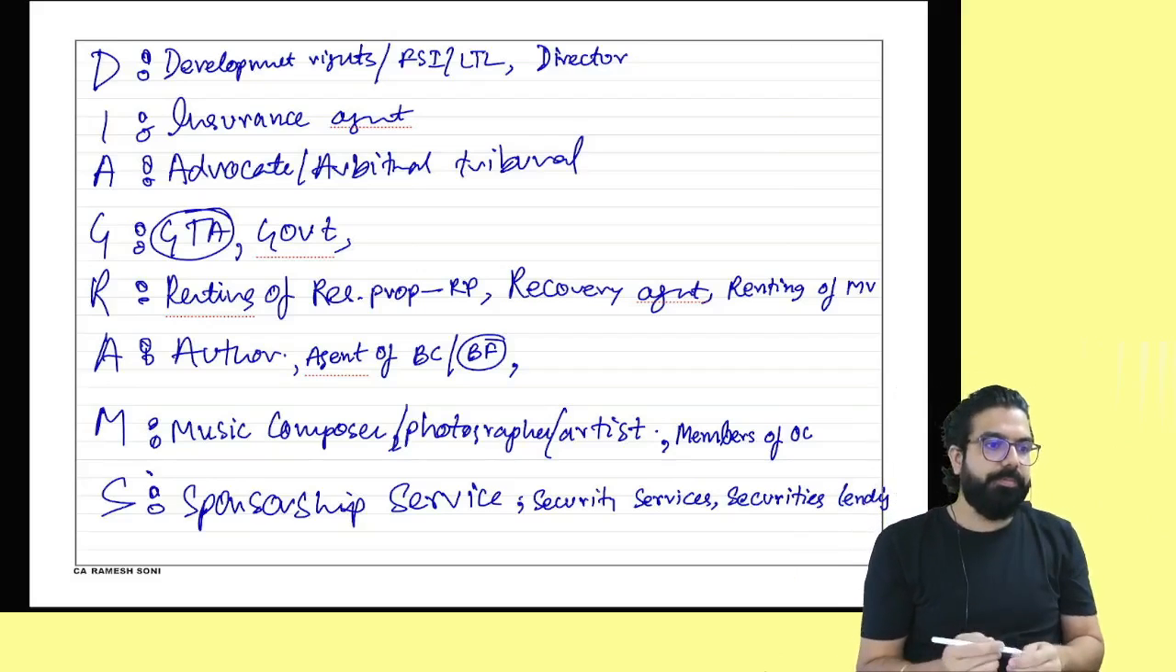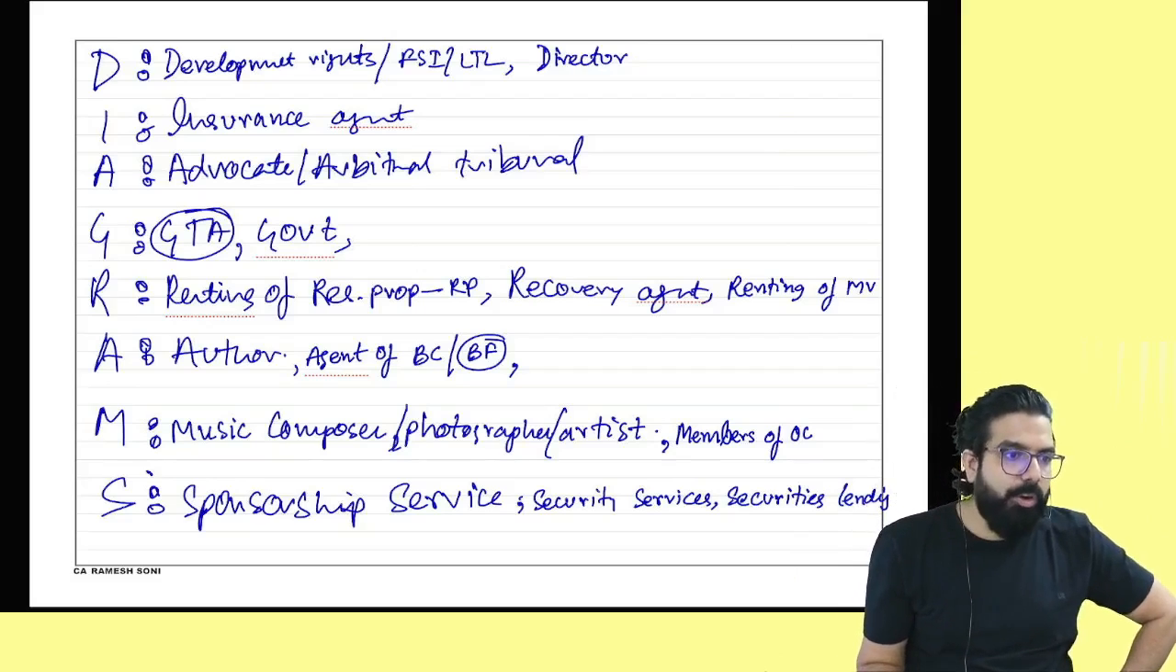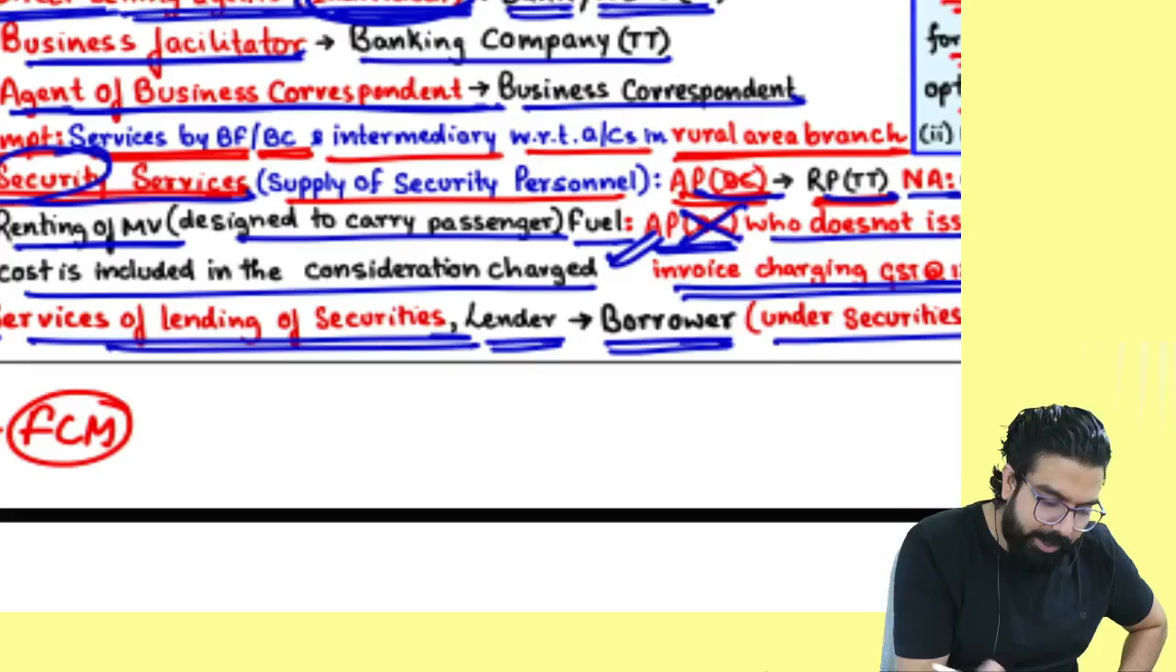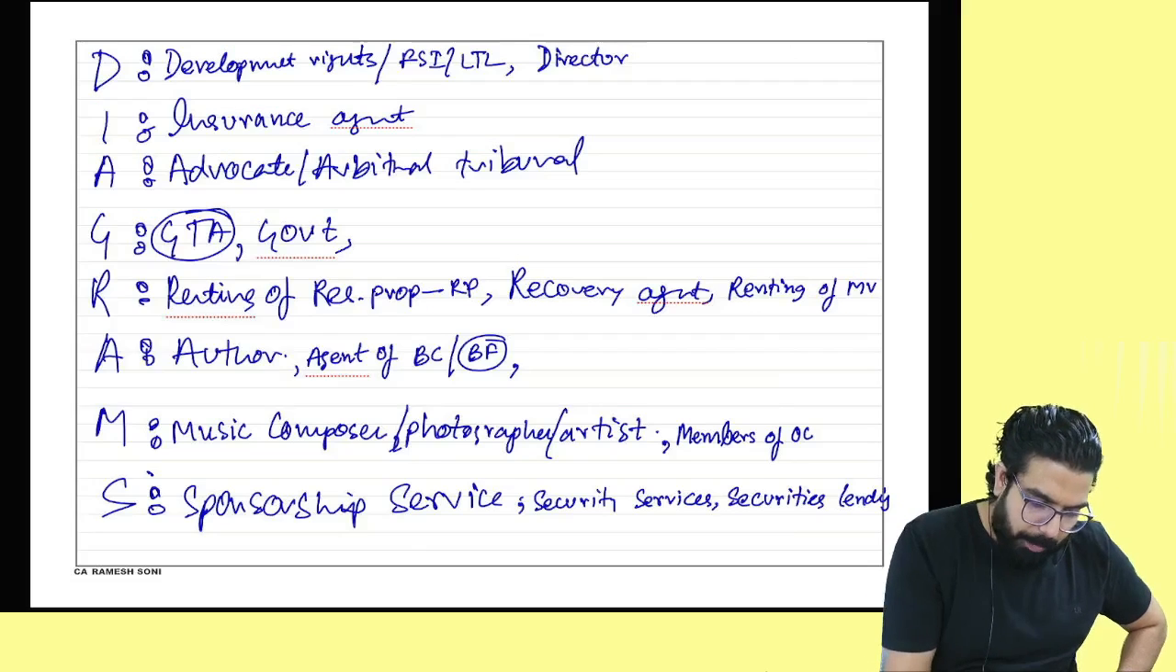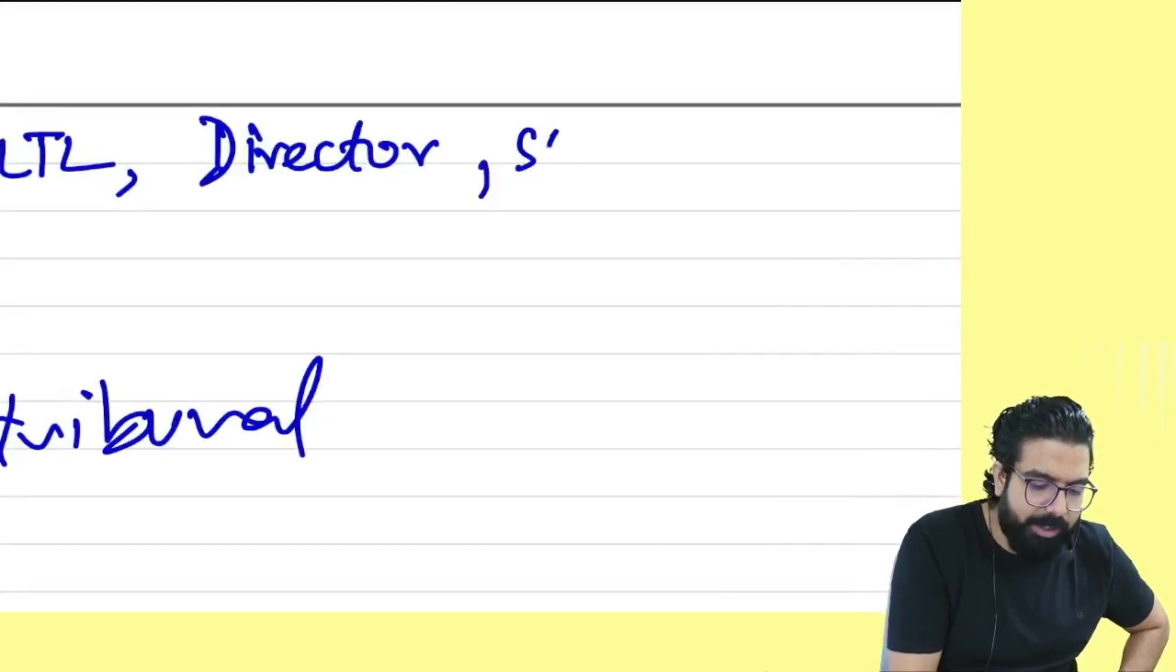Everyone over here now. Let's go ahead. What is the next one? Which one did I leave? Somebody told me, sir, direct selling agent, individual. You left it. Correct?